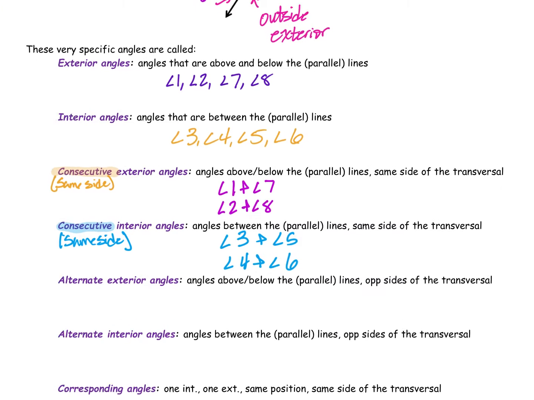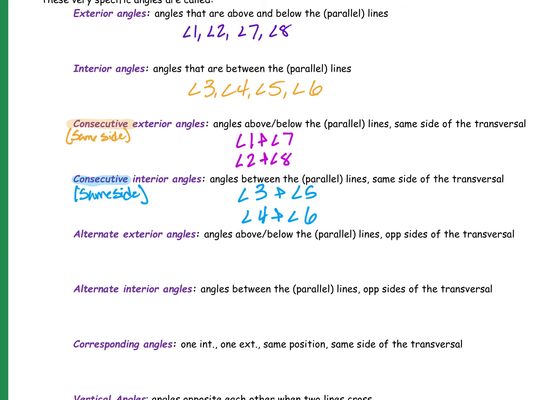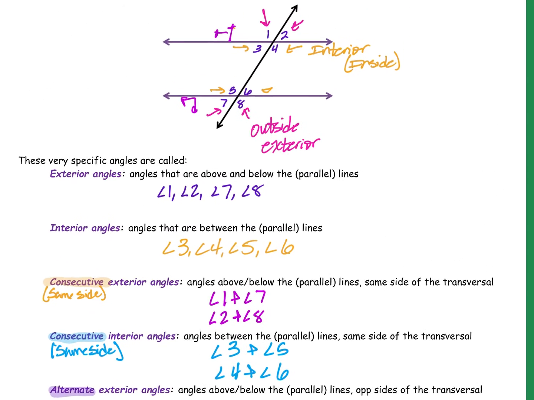Okay. So now we're adding a different word, and this word is alternate. So this word is alternate exterior. So we're still talking about exterior. Exterior is on the outside of the parallel lines, right? And then alternate means on the opposite side of the transversal. Alternate exterior angles. So they're on the outside of the parallel lines, opposite sides of the transversal. So which ones would that be?